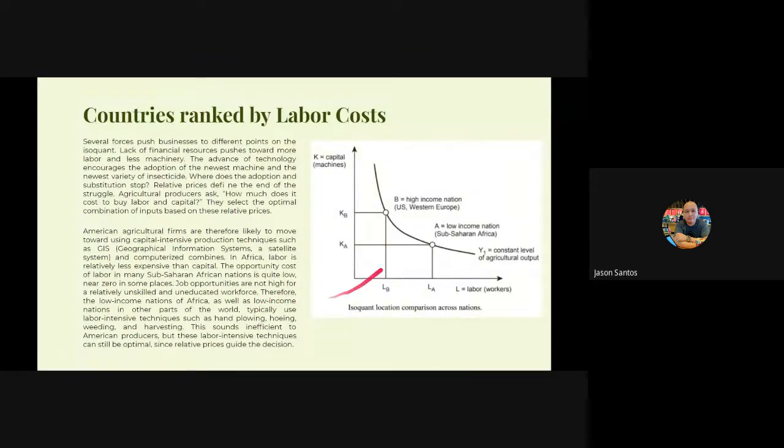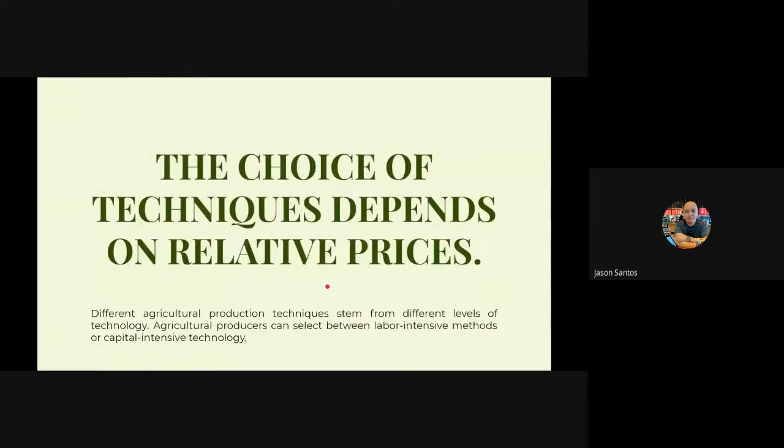No? Nasaan ka ba sa Isoquant? No? Kasi kung saan ka nakalagay dyan, doon talaga mas nakafocus yung iyong production. Okay? Whether it's machine intensive or labor intensive. The choice of techniques, to answer the question, the choice of techniques depends on relative prices. Kaya nga nabanggit ni Christopher, no, price. Ang pinag-uusapan kasi natin, price.